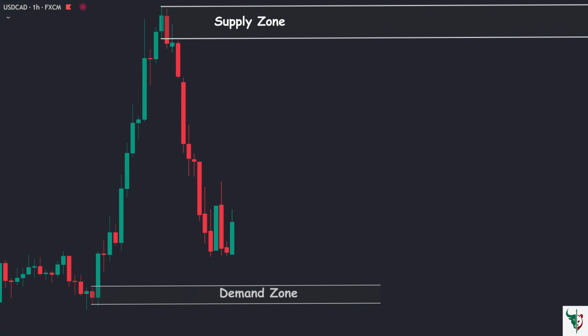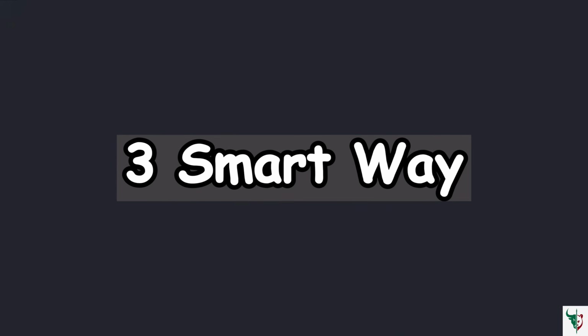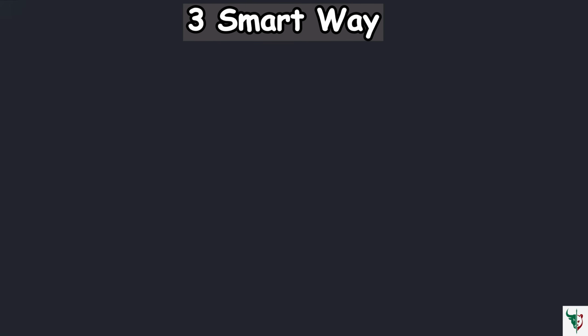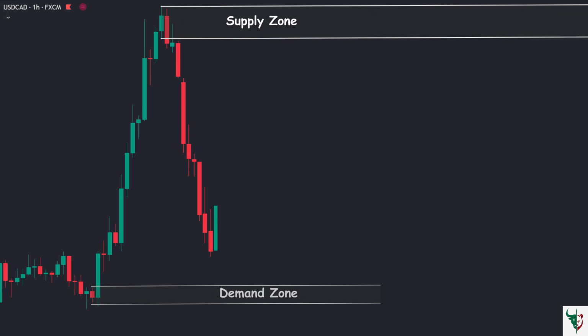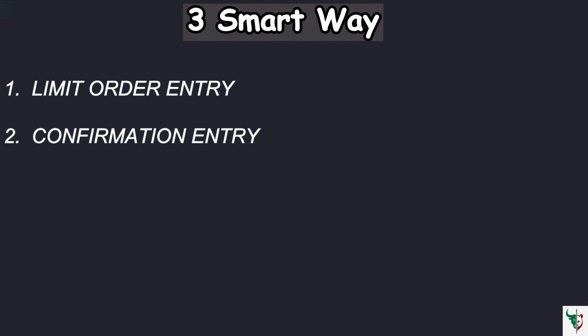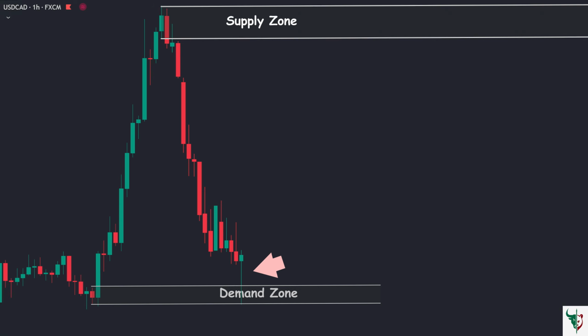Now that you've identified a zone, how do you trade it? There are 3 smart ways to enter. 1. Limit order entry. You place a buy or sell limit order at the zone. It gives you the best risk reward, but it's aggressive. There's no confirmation. You're assuming price will respect the zone right away. 2. Confirmation entry. You wait for a signal, like a rejection candle, a bullish engulfing for demand, or a bearish engulfing for supply. You can also drop to a lower time frame and wait for a market structure shift before entering. This gives you confirmation, but may reduce the R to R slightly.